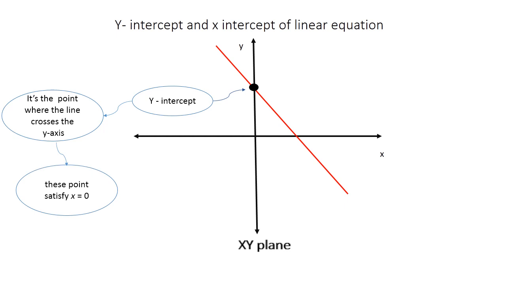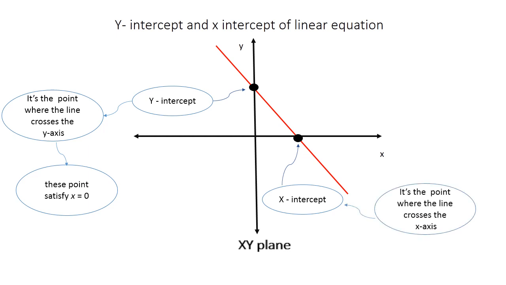At this point, x is equal 0. The second point is x-intercept, which is the point of intersection between x-axis and the line. At this point, y is equal 0.